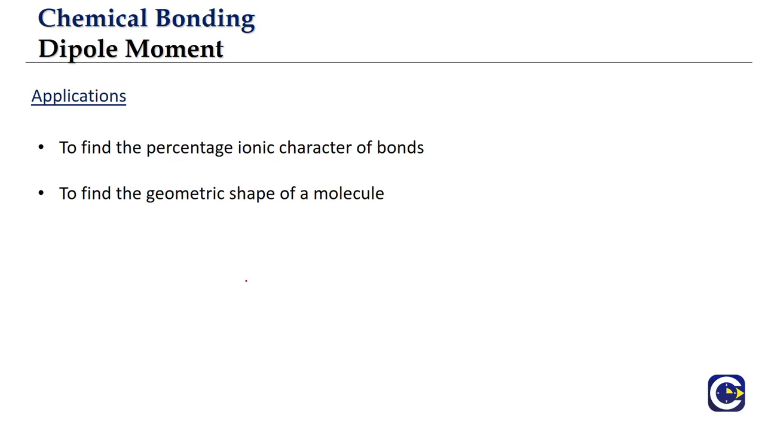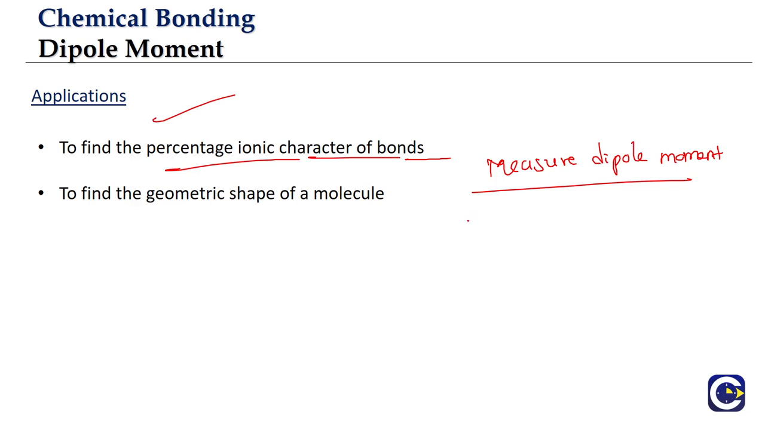Okay, now just to summarize, what are the applications of the dipole moment? We have the application of dipole moment to calculate the percentage ionic character in the bond. What is the formula? Percentage ionic character is the measured dipole moment divided by the 100% ionic dipole moment, into 100. This is the formula, correct?